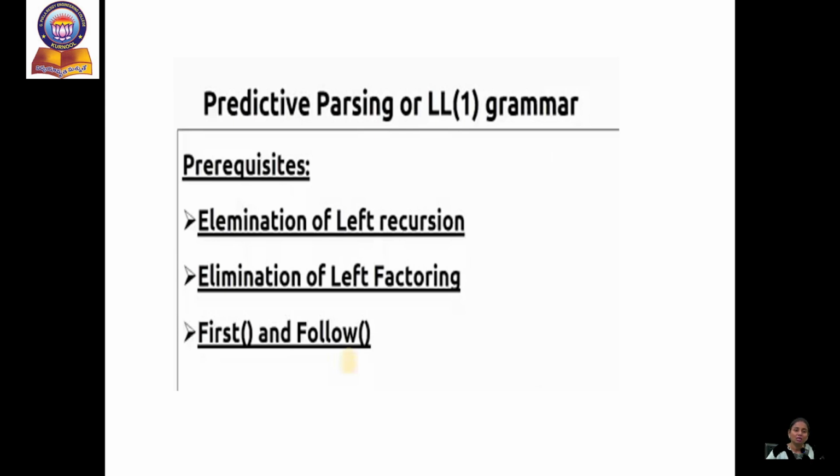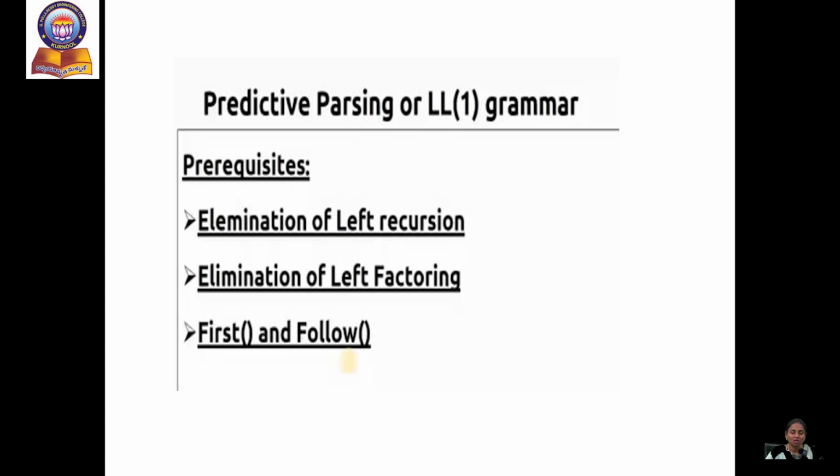The first one is, as in the previous session where I explained the elimination of left recursion and the elimination of left factoring, there itself I gave a clear description about why left recursion and left factoring should not be present in the grammar. The top-down methods cannot be applied for the input string to be accepted or rejected with an error if the grammar consists of left recursion and left factoring. So to apply any technique of top-down parsing, the grammar should be free from left recursion and left factoring.